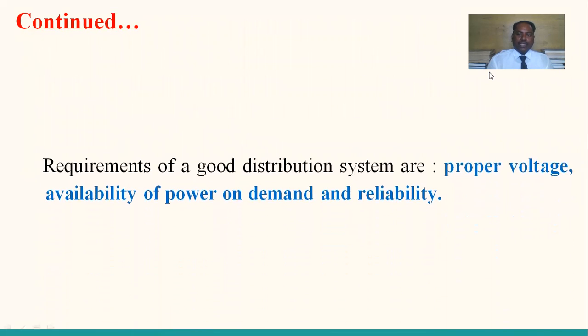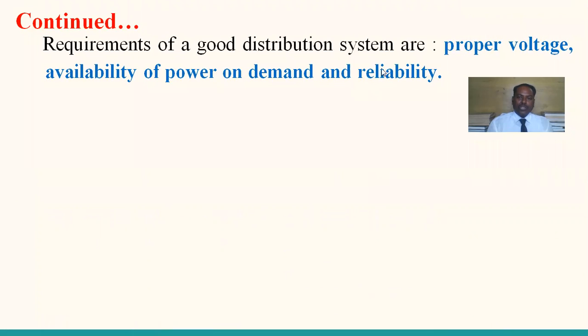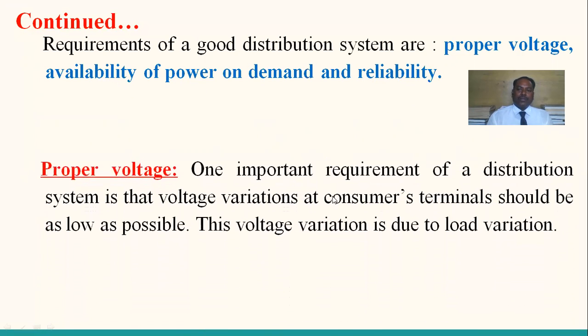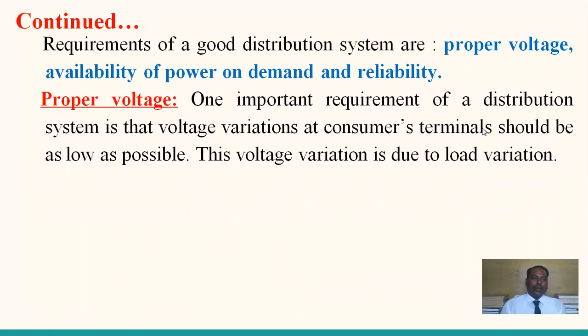And while coming to the technical side, the technical requirements of good distribution systems are proper voltage, availability of power on demand, and reliability. Proper voltage is one of the most important power parameters, and availability of power on demand is also most important. Consumers require electrical power, and at that time we have to supply the power. And reliability in the sense of continuity of the supply, continuity and accuracy, all come under reliability.